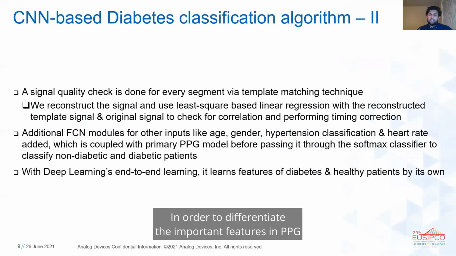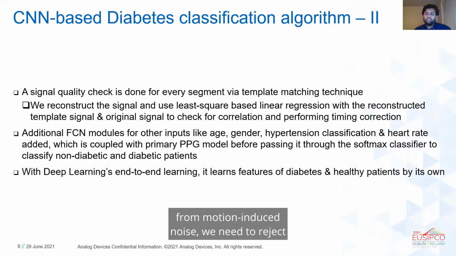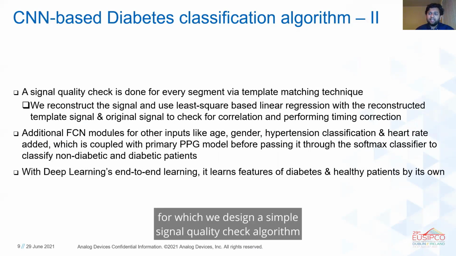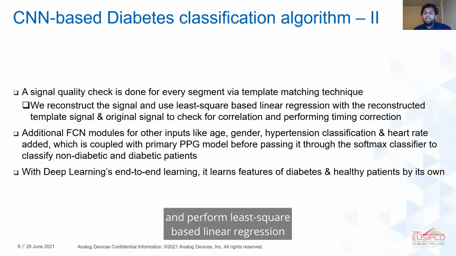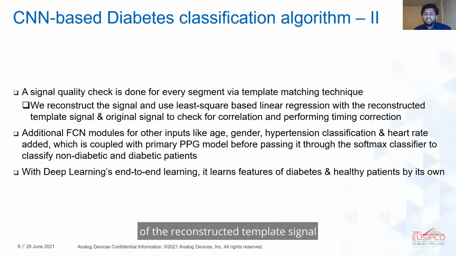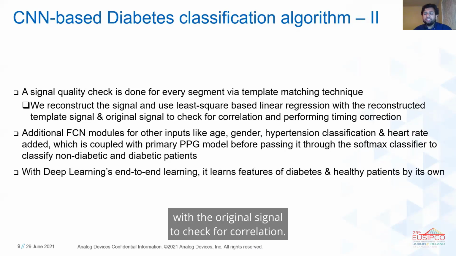In order to differentiate the important features in PPG from motion-induced noise, we need to reject the segments corrupted by motion artifacts, for which we designed a simple signal quality check algorithm using template matching. We reconstruct the PPG signal using the peaks extracted and perform least square based linear regression of the reconstructed template signal with the original signal to check for correlation.